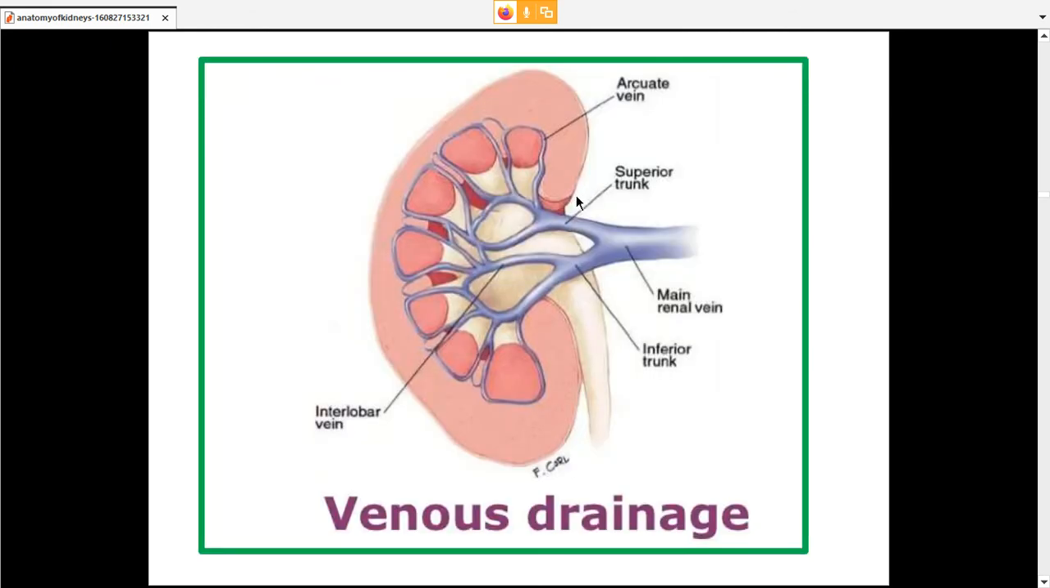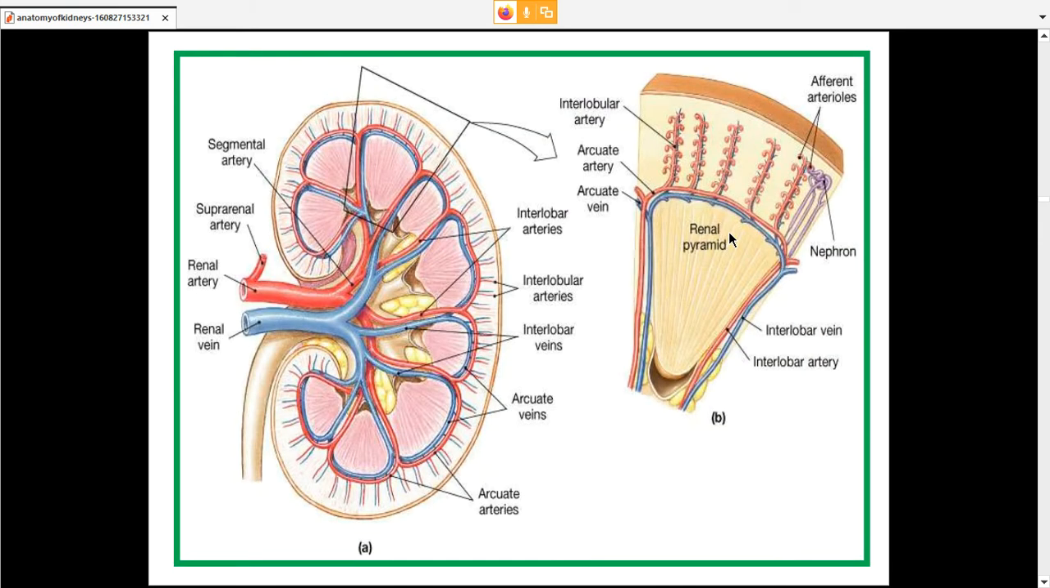Here you can identify that. Yes, here you can see the interlobular veins. Then they enter this arcuate vein. Arcuate opens into this segmental. Then you can identify the renal vein. Renal vein opens into the inferior vena cava.